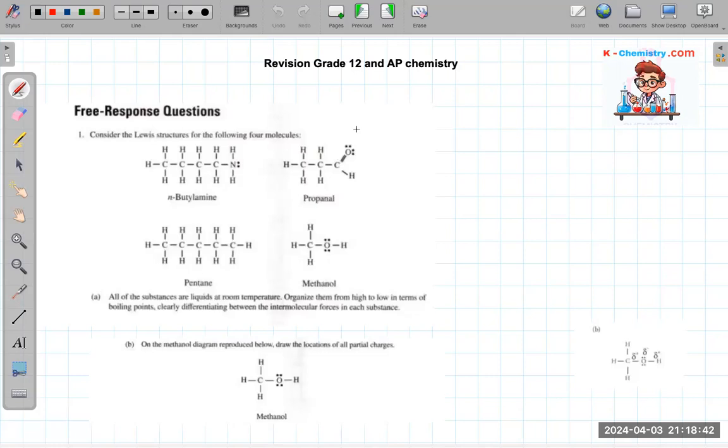Consider the Lewis structure for the following four molecules. And on the methanol diagram reproduced below, draw the location of all the partial charges. The methanol is like that, C and H, H, and H, and O, and H. And I need to draw all the partial charges. So I will draw here a partial positive charge with this partial positive charge and a partial negative charge here.